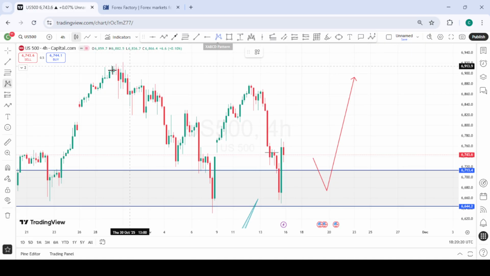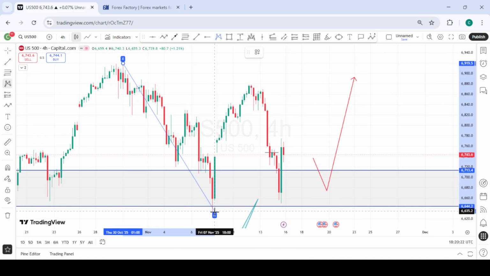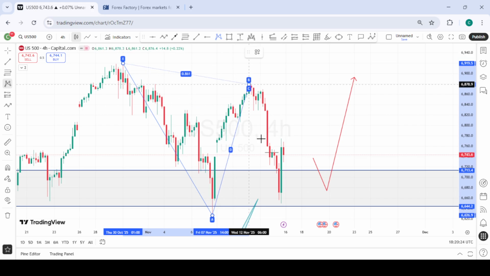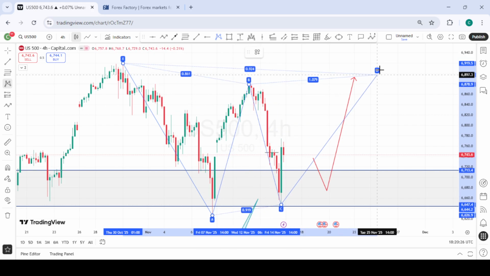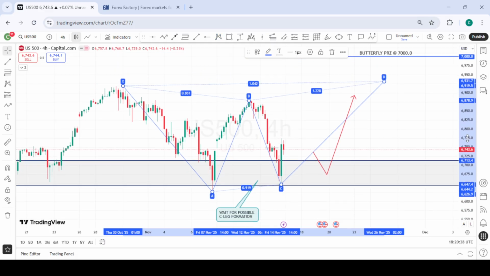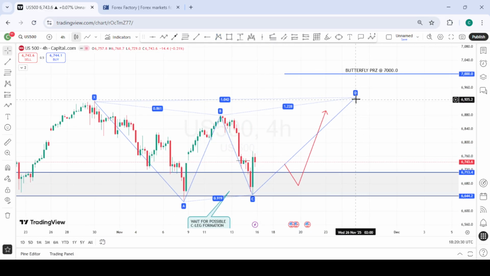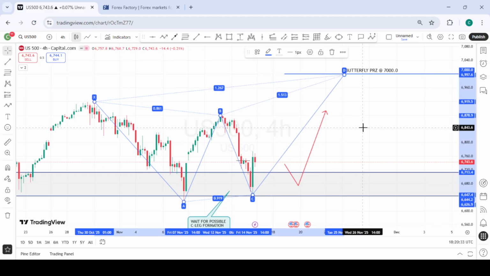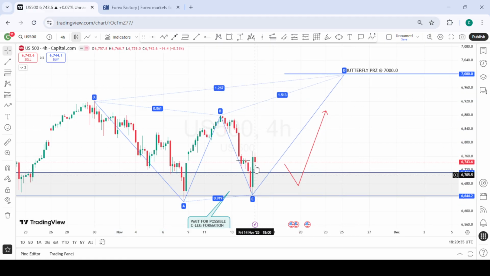This is the X, this is the A, this is the B leg, and a possible C leg, and a continuation to complete the harmonic pattern to the upside. And as you can see, look at this, a strong bullish engulfing candle within this zone.